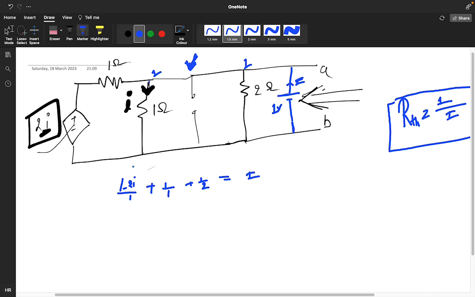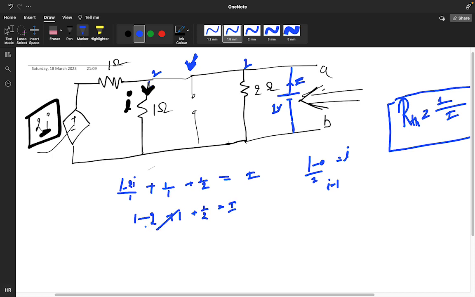What is the relation between 1 and I? So 1 minus 0 is equal to I divided by 1. So I is equal to 1. So substitute this and get the results: 1 minus 2 plus 1 plus 1 by 2 is equal to I.